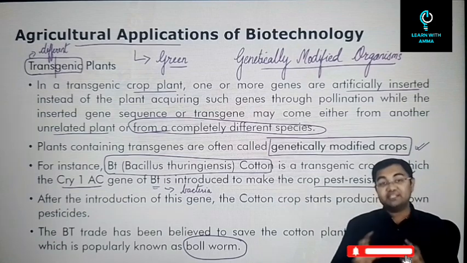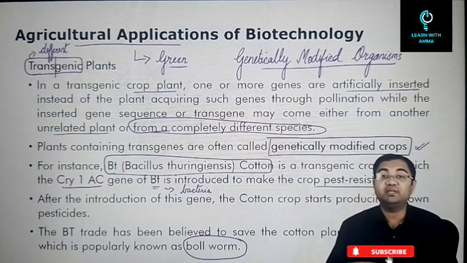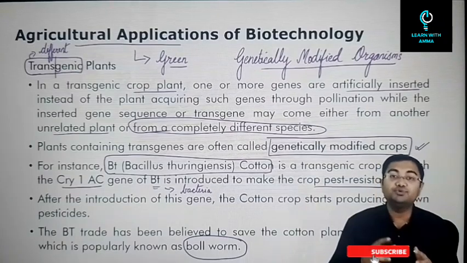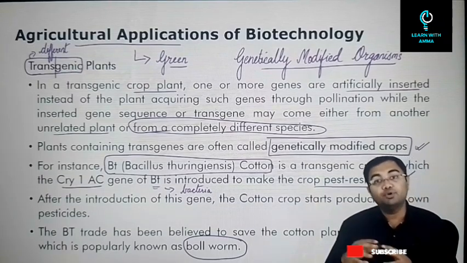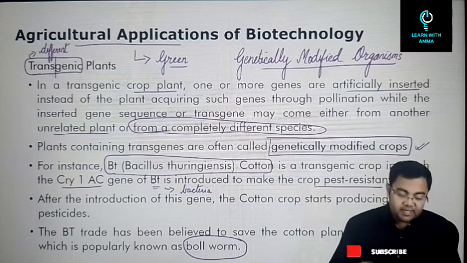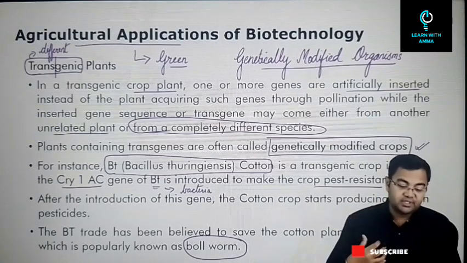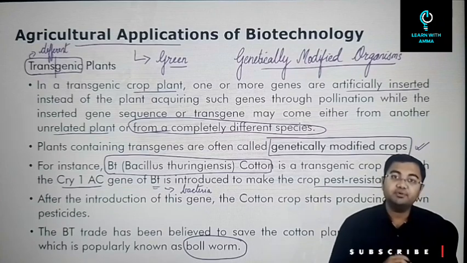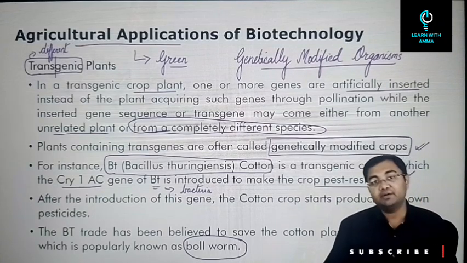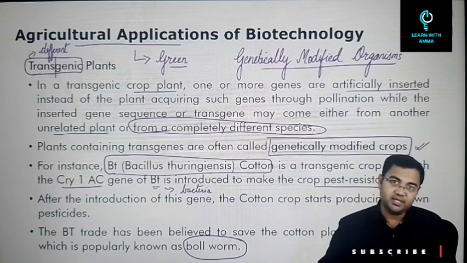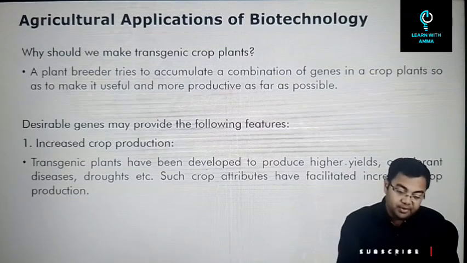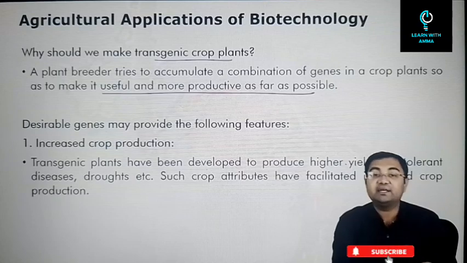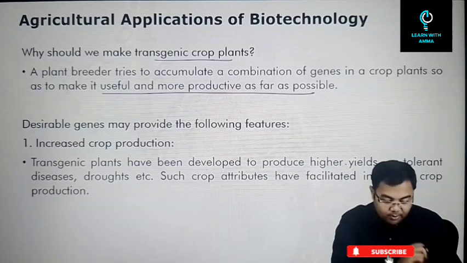So in such a manner, we have been able to enhance the property of cotton and make it more usable for us and more profitable for the farmers. So this is how you would see that transgenic crops or transgenes would come to the rescue and would help in increasing or enhancing one property or the other of a plant. So why should we make a transgenic crop plant? Basically to make it more useful and productive as far as possible.